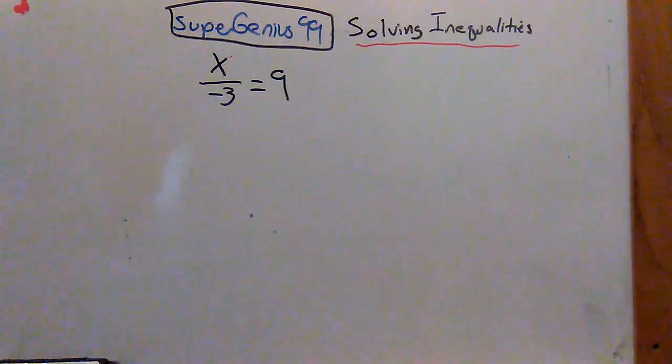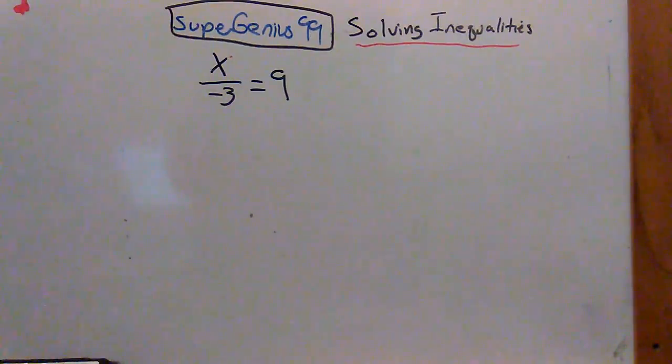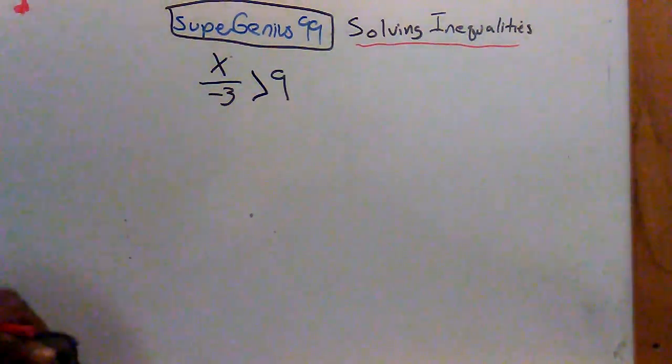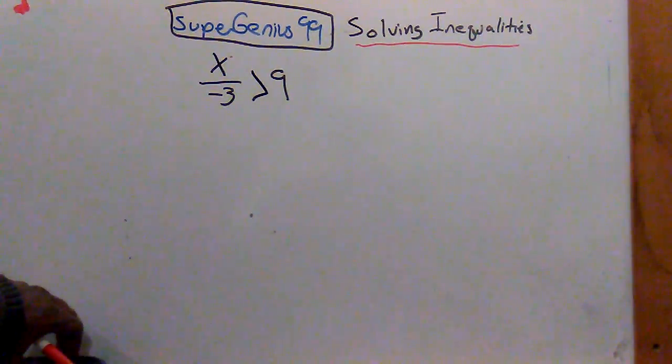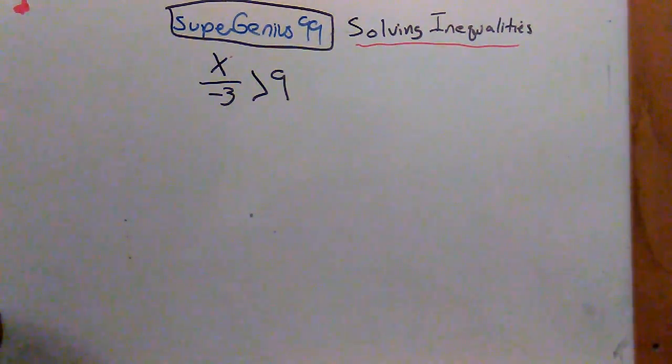Okay, here's our next one. X divided by negative 3 is equal to 9. Oh, sorry. Let me change that to an inequality. So x divided by negative 3 is greater than 9. There's our inequality. Okay, so now let's solve for that. So you solve this similar to how you would an equality. So we want to get x by itself. So in order to get x by itself, we have to do what?